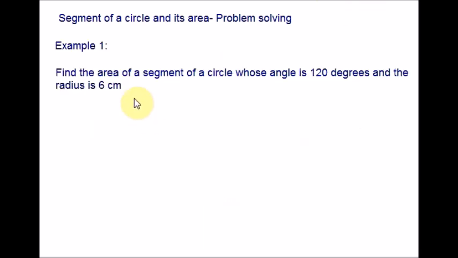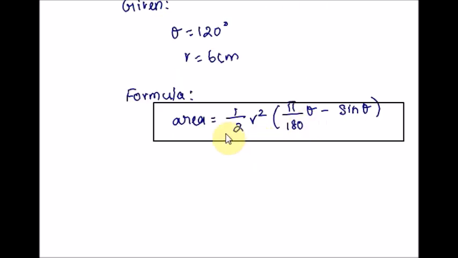Here is an example where the central angle is given and the radius is given. So we are supposed to find the area of a segment given that the angle is 120 degrees and the radius is 6 cm. Formula is, let us plug in the theta and r value in this formula.